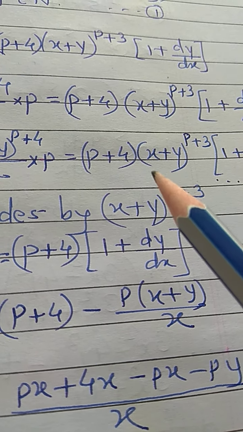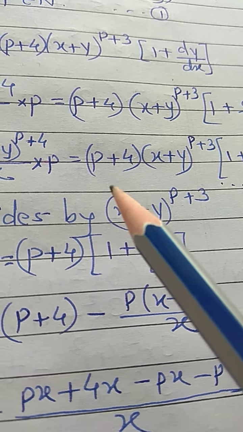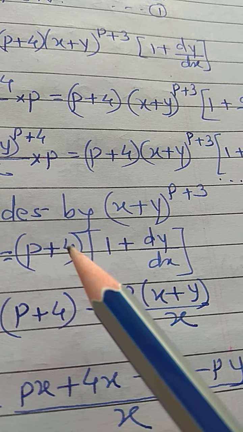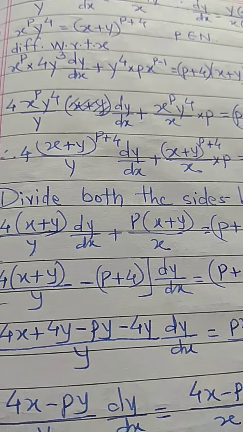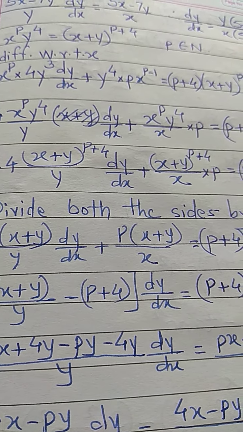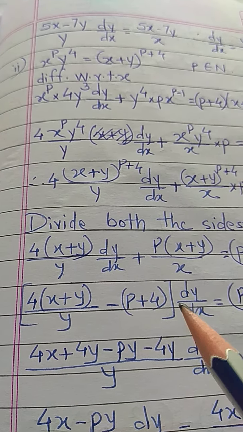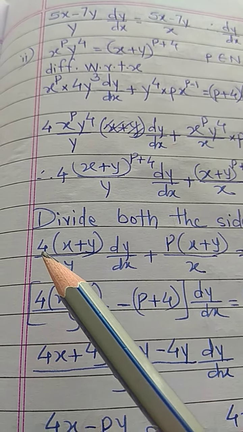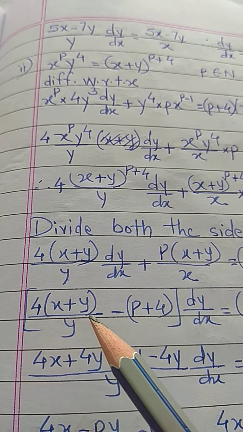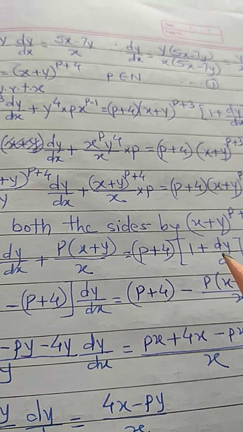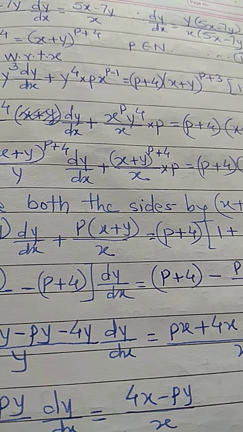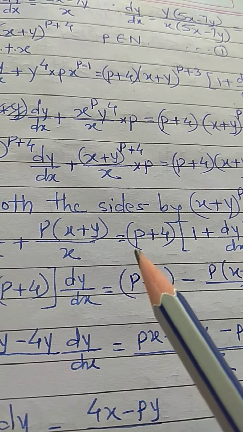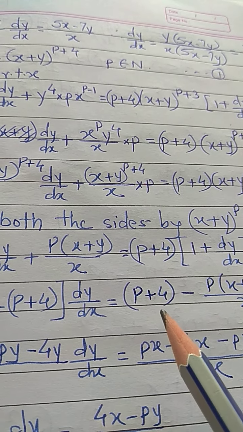As we are dividing by x plus y raised to p plus 3, here remains p plus 4 in bracket 1 plus dy by dx. Now terms in dy by dx are on the right side. We are shifting those terms. 4 times x plus y upon y minus p plus 4 ones are p plus 4 times dy by dx. Terms without dy by dx, those are p plus 4 ones are p plus 4.